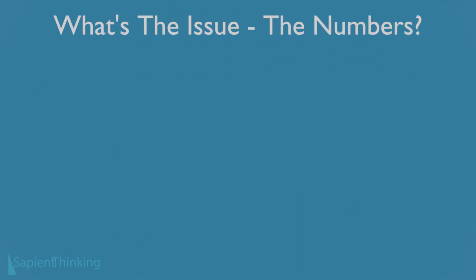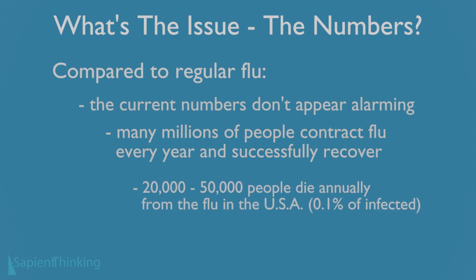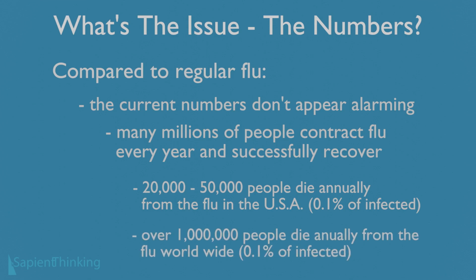The issues and central concerns regarding COVID-19 aren't centered around the absolute numbers. For instance, the number of cases and deaths of COVID-19 observed as of the 8th of February are not alarming when compared to the numbers for regular flu. Many millions of people contract regular flu every year and successfully recover. Between 20,000 and 50,000 people die annually from the flu within the US, which represents a mortality rate of 0.1%. Over 1 million people die annually worldwide from the flu, again representing a mortality rate of 0.1%.